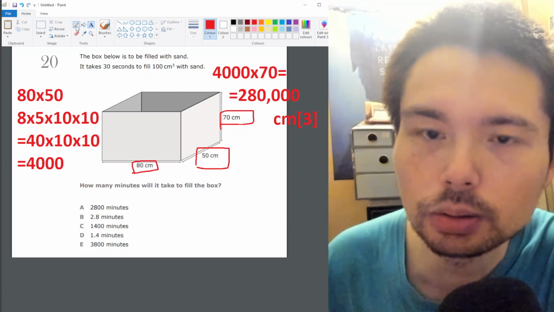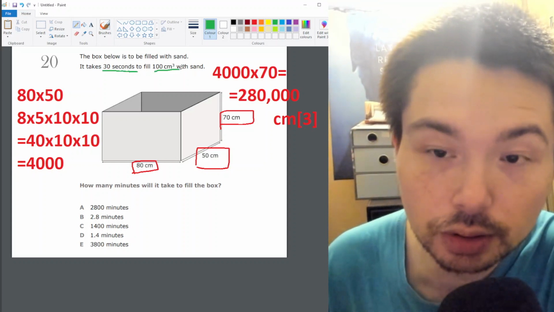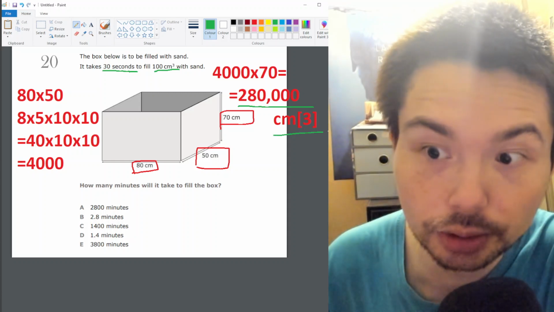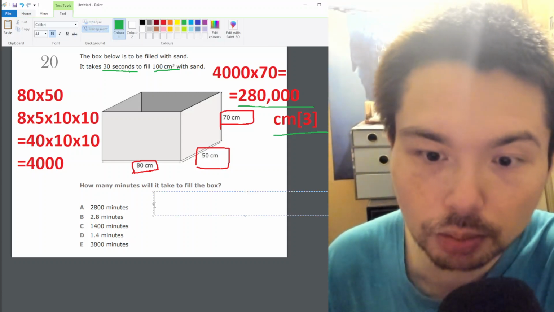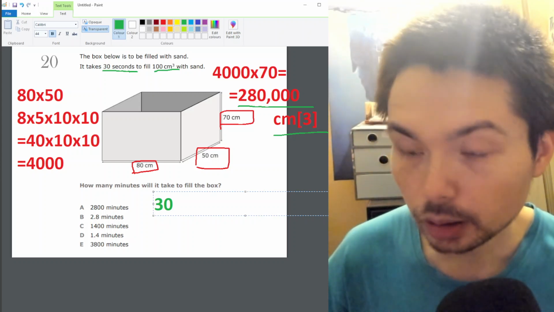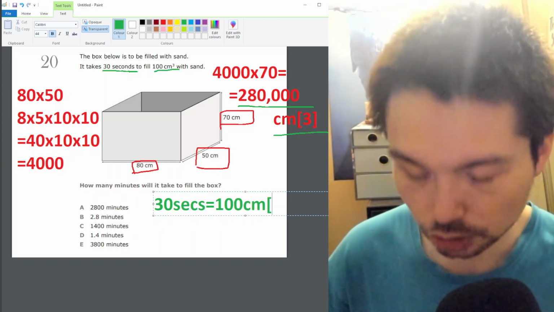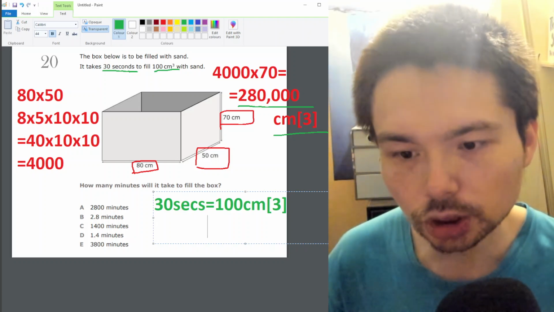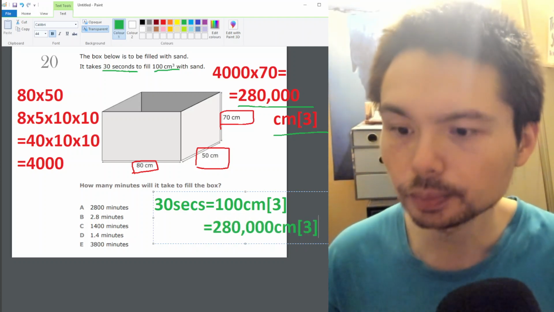Okay, now we use the rate. What do I mean? 30 seconds to fill 100, but we need to fill that amount. So what do we do with the two numbers? Well, before you answer, let me just lay it out properly. Maths is all about going from one number to another. 30 seconds will fill 100 space. But we need to fill this gigantic amount of space. Centimeter cubed.